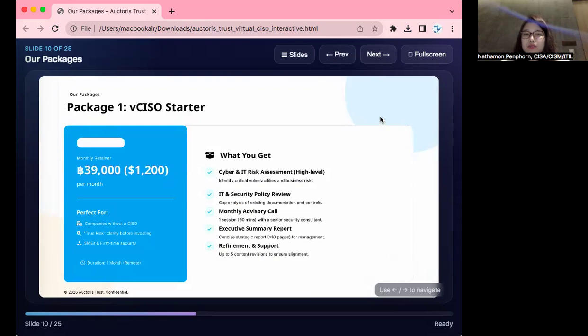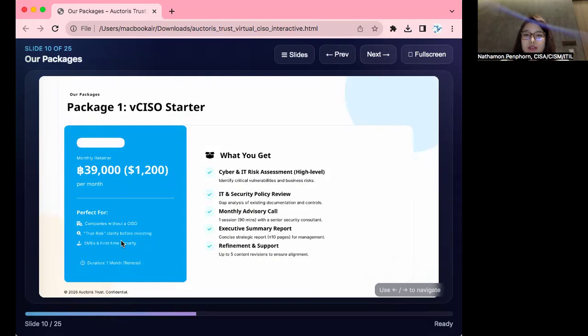Okay, here comes the detail of the packages. The first one is the vCISO for Starter. I already explained that this one is for small companies like SMEs that don't need a full-time CISO. It's a monthly retainer costing around 39,000 per month. This is for a company without a CISO.